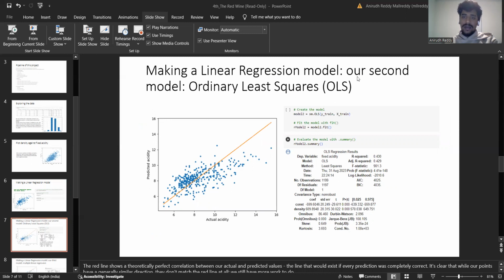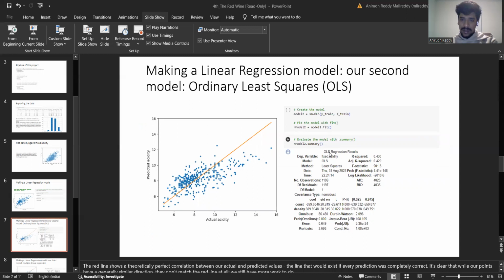Next, making the linear regression model, our second model, ordinary least squares. So this is the code which we have used previously, and we have evaluated the model with the summary. So you can see the red line graph. This is a linear regression model. This is the second model actually. The first one is this one, and this is the second one.